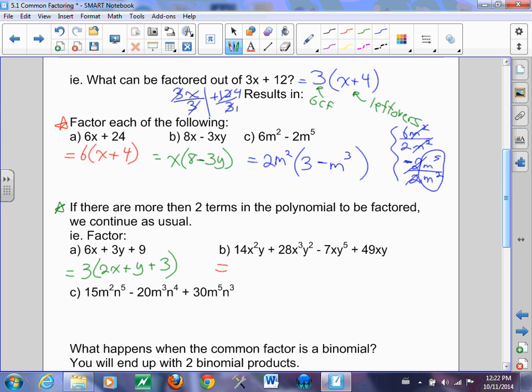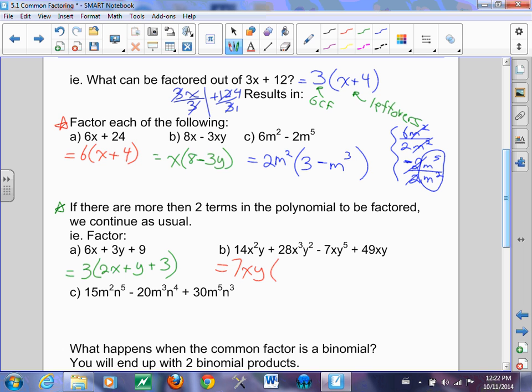All right, taking a look here, folks, let's do the number first. So what number goes into 14, 28, 7, and 49? Well, that's 7. Now we're going to look at our x's. Do x's occur in each one? Yes, the lowest power is just x to the power 1, so it's just x. Look at the y's, and y's occur in every case, so we have a y. So our greatest common factor is 7xy.